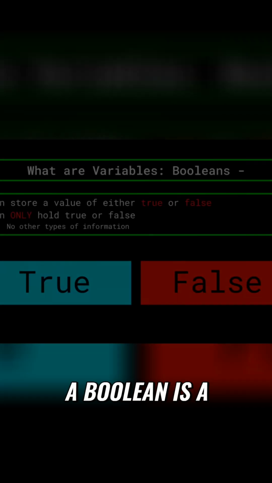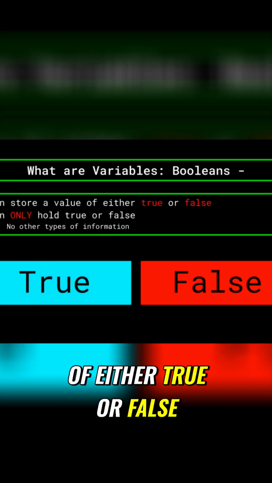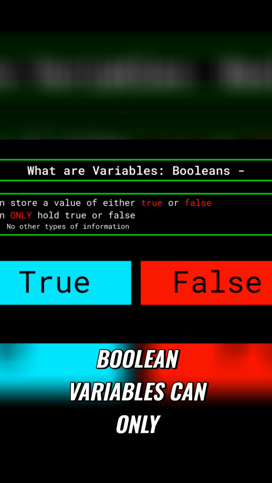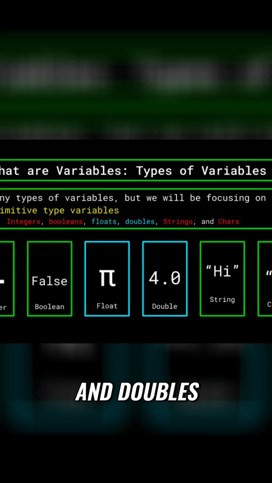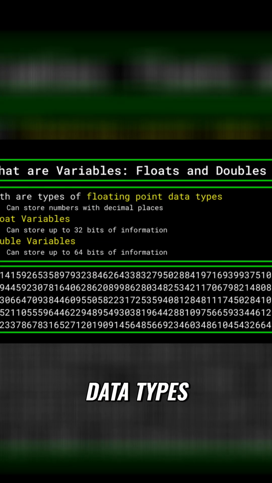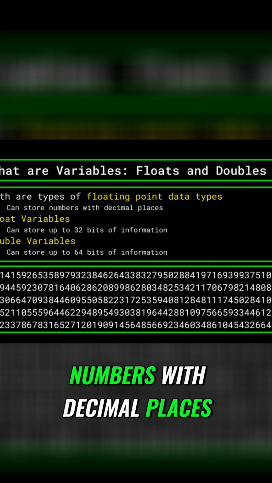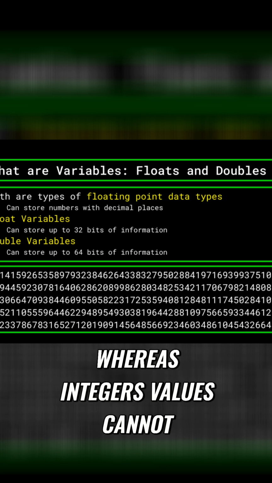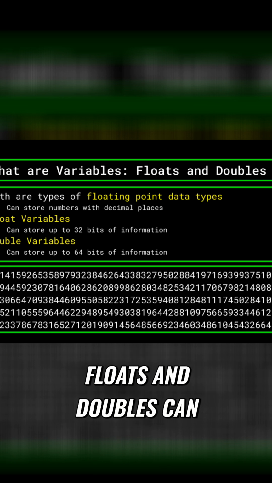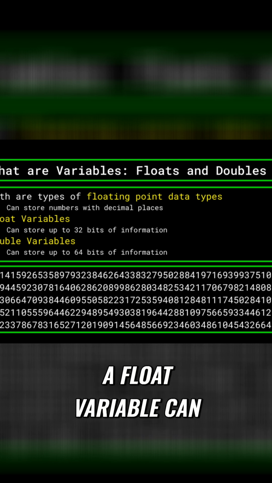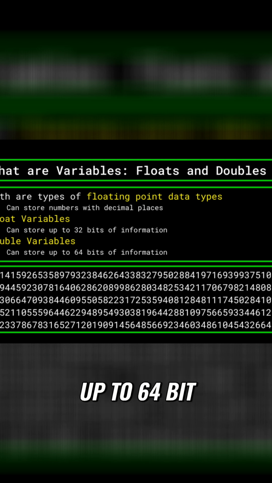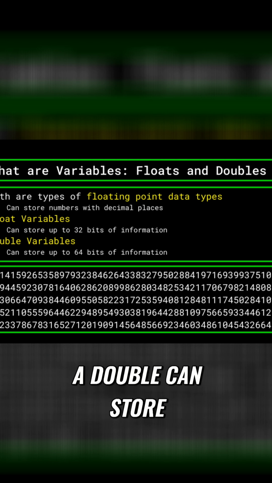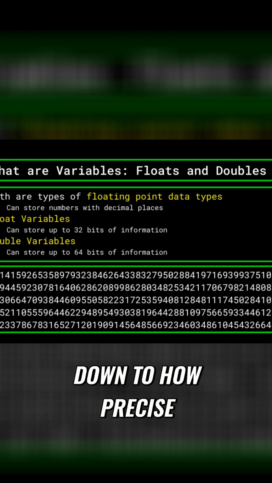Secondly is a Boolean. A Boolean is a very primitive variable which can store a value of either true or false. Boolean variables can only hold these two values and are extremely useful for conditional statements, which we will cover soon. The next two types of variables are floats and doubles. Both of these variable types are floating point data types, which essentially means that these variables can store numbers with decimal places. Whereas integer values cannot hold decimal values, floats and doubles can. The main difference between the two is that a float variable can store numbers of a precision up to 32-bit, while doubles can store numbers with a precision up to 64-bit. Essentially, a double can store more decimal places than a float, so it all comes down to how precise you want the variable to be.